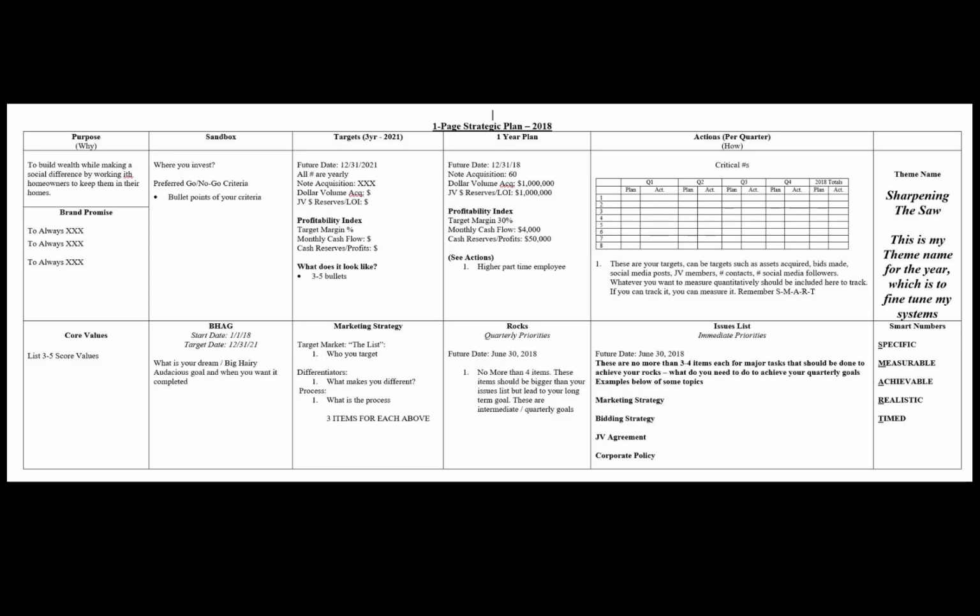The next is your targets. What are your 3-year targets and like this year's targets? Where do you want to be? In regards to volume, acquisition, number of JV partners, and then your profitability. What's your target returns? What's your cash flow you're looking for? What type of reserves or profits are you looking for in that time frame? And you do that on a 3-year and then on the 1-year plan.